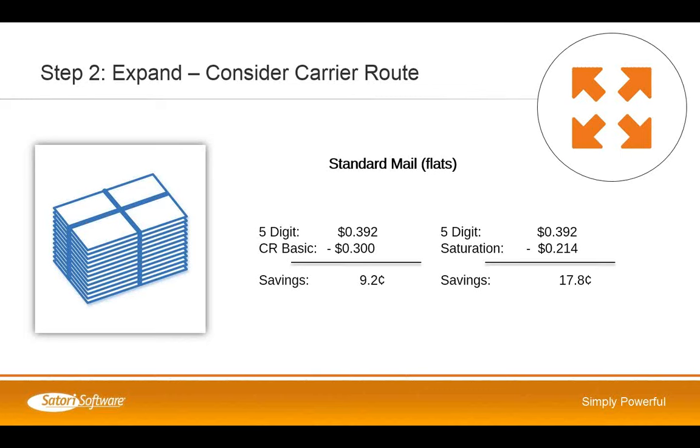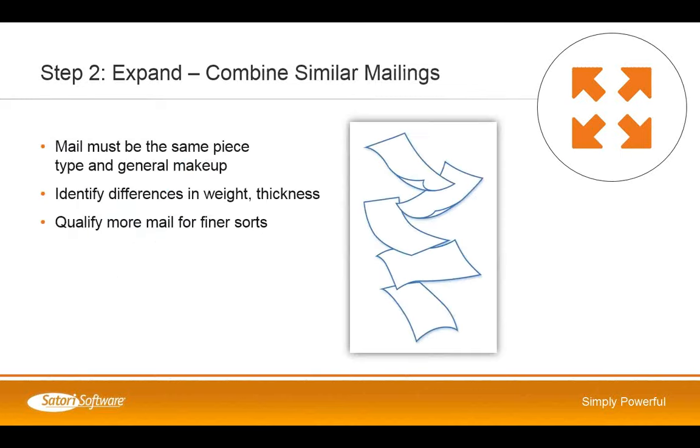So the next thing to consider, especially if you have a number of smaller mailings that you do, is combining them. This is an interesting way that you can get some discounts, by combining multiple lists to basically achieve the finer sort options, which is going to give you the lower rates.